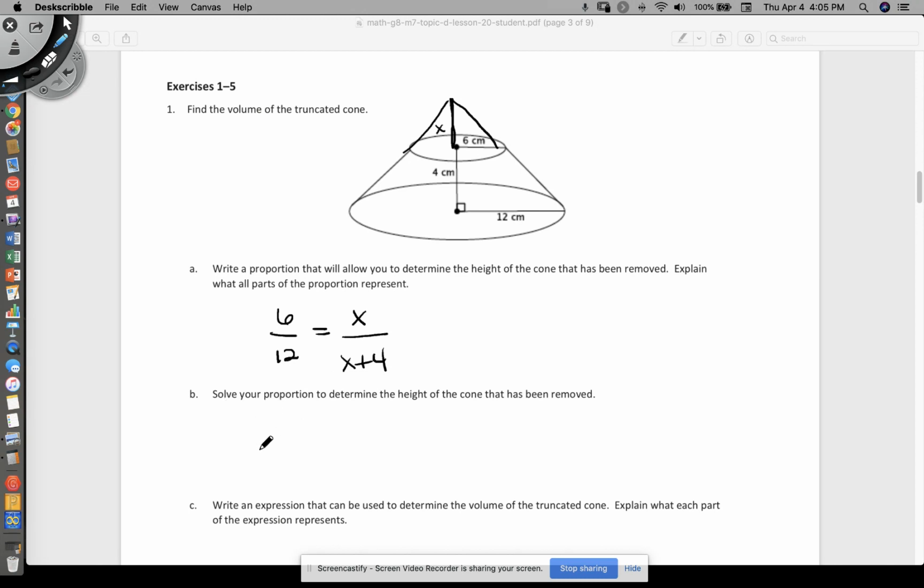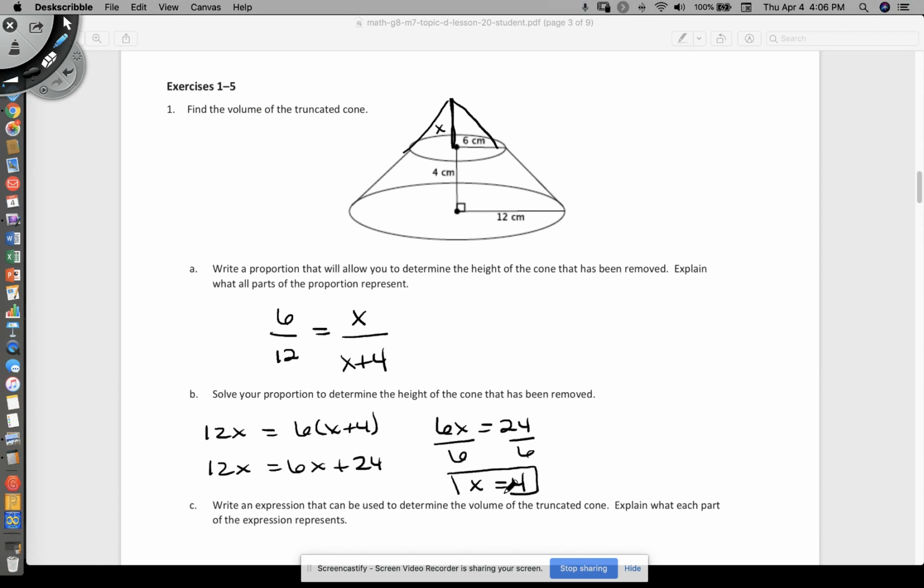Now B says to go ahead and solve for just the height. Find just x. So that means we're going to cross multiply, and I get 12x equals 6 times x plus 4. That gives me 12x equals 6x plus 24. Now I'm going to subtract 6x from both sides, and I wind up with 6x equals 24. Divide out the 6, and x equals 4. So there is my height.